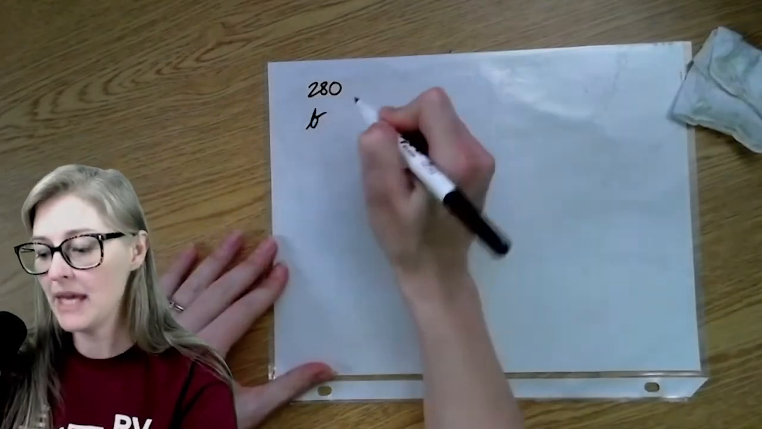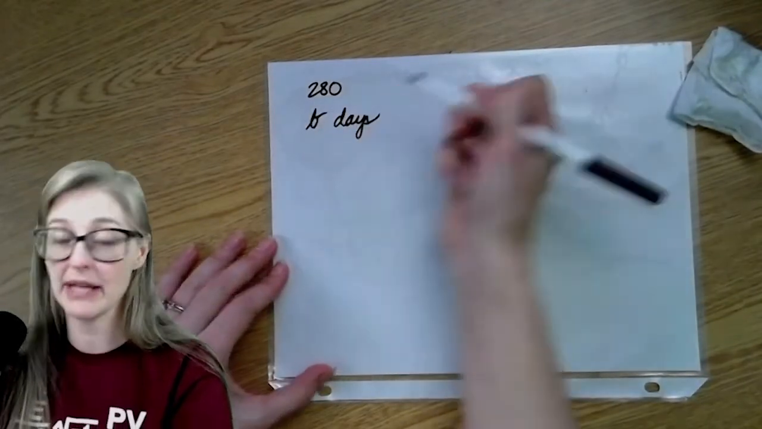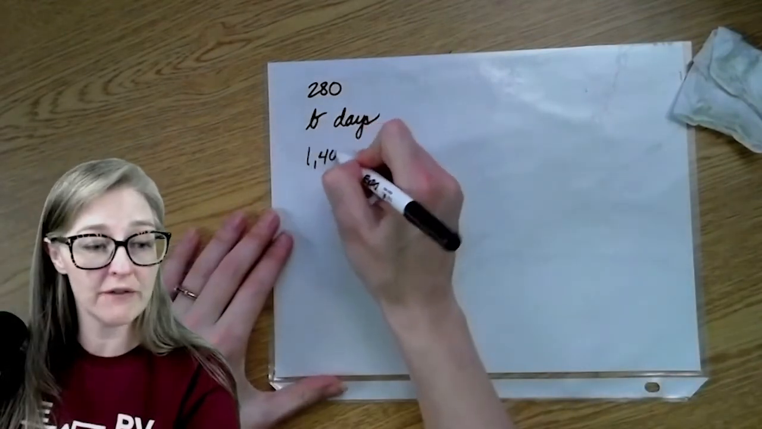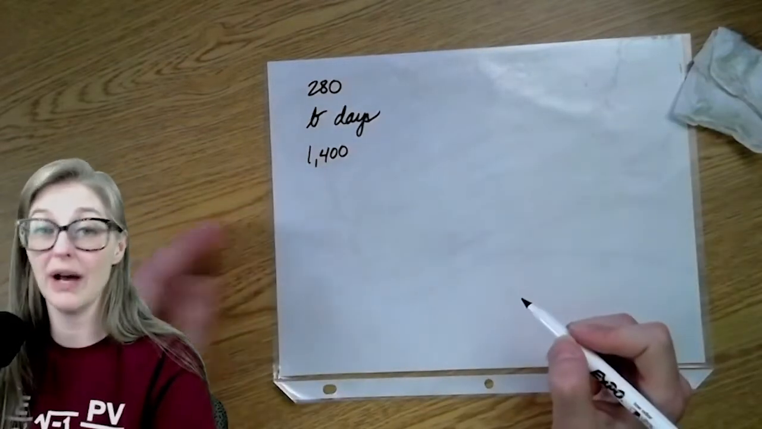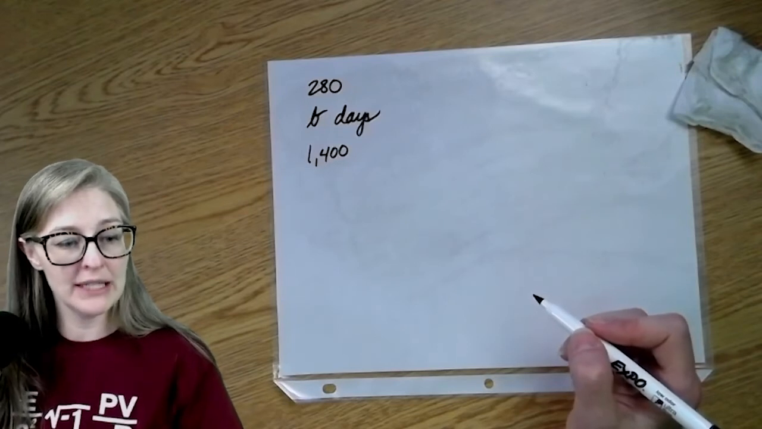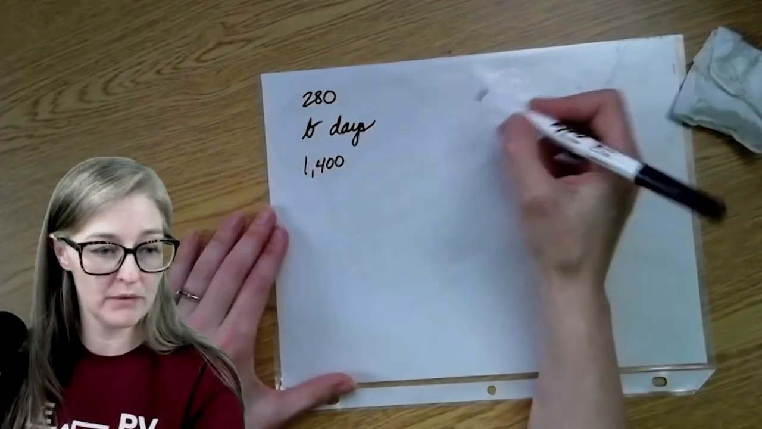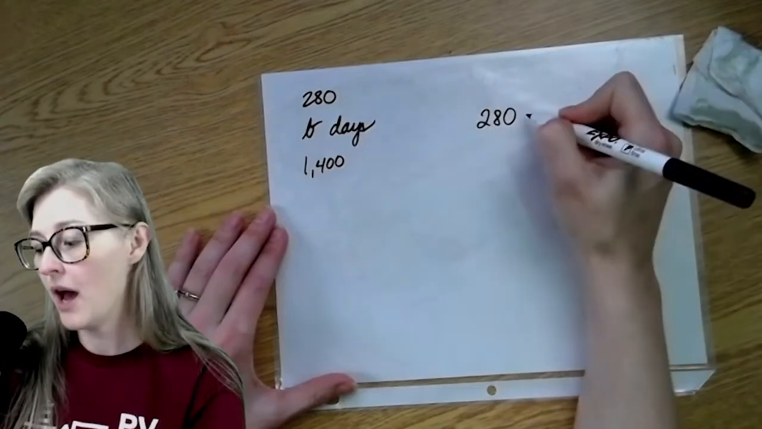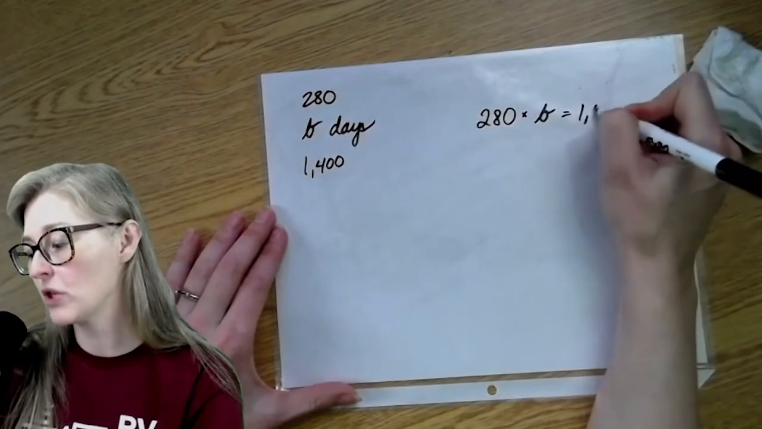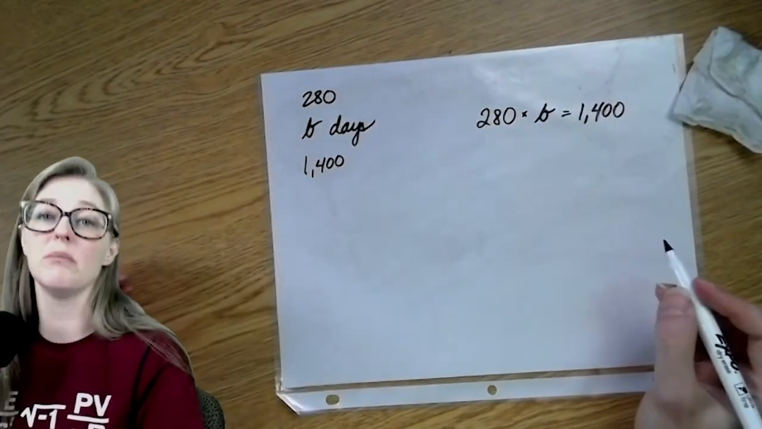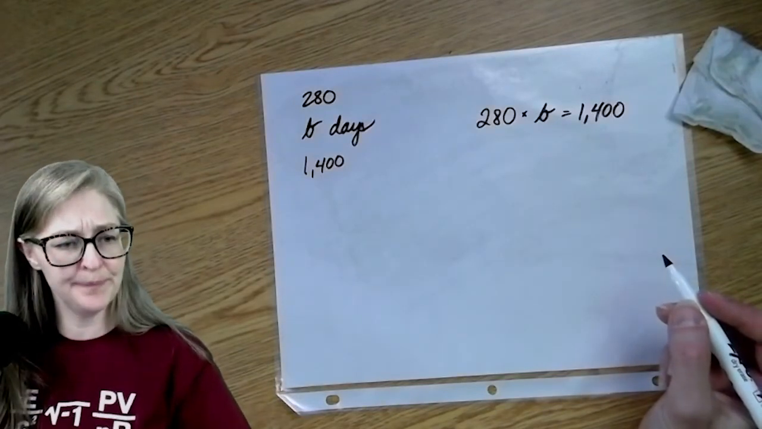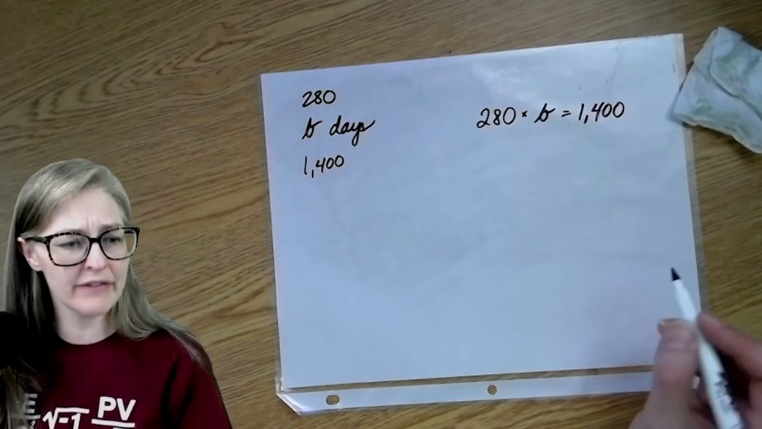So number 5, there are 280 passengers taking a bus route every day. In B number of days, I don't know how many that is yet, but some number of days, there are a total of 1,400 passengers. Well, that's a lot of people. So I'm trying to figure out then, if I take 280 people times a certain number of days, I'm going to end up with a total of 1,400 people that have all been on the bus. So I gotta figure that out.